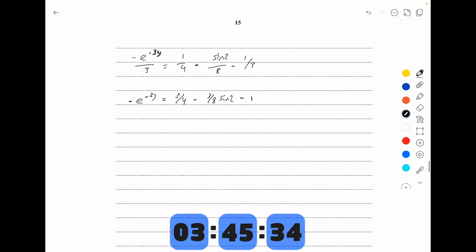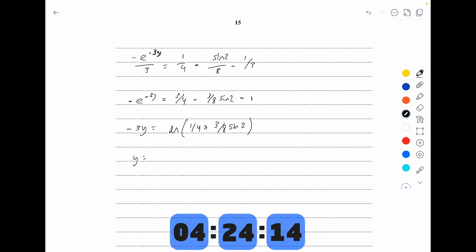Okay. Negative 3y is therefore equal to ln, let me just think. Well, we can probably rationalize the denominator here, so we can make that ln of a quarter plus 3/8 sine 2.